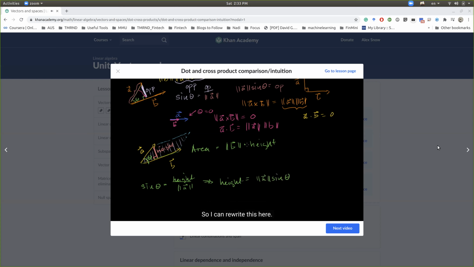So I can rewrite this here. I can replace it with that. And I get the area of this parallelogram is equal to the length of vector B times the length of vector A times sine theta.